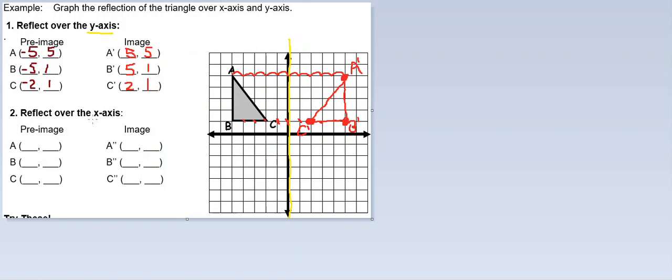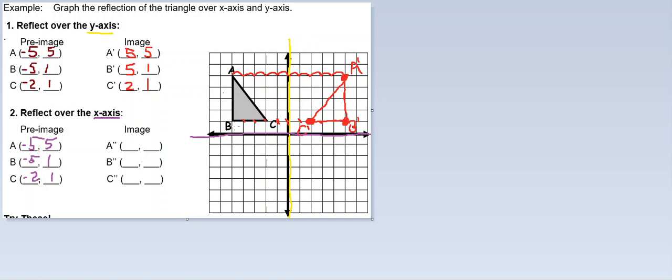For example 2, it says reflect over the x-axis. So the x-axis is the horizontal axis. I'm going to highlight it here in purple. So I'm trying to figure out what this starting image up here looks like flipped over that x-axis. So my pre-image is the exact same points: -5, 5 for A, -5, 1 for B, and -2, 1 for C. And now I want to reflect it over that x-axis.